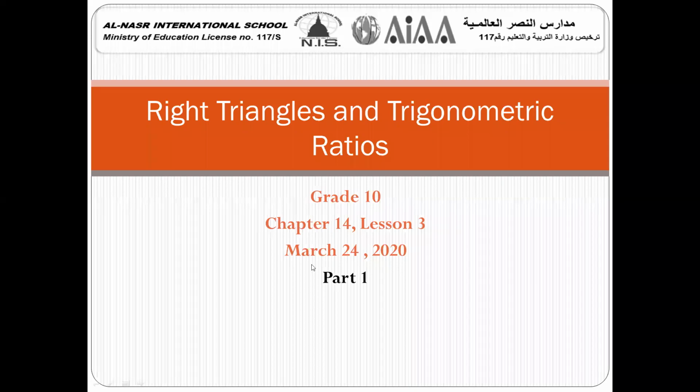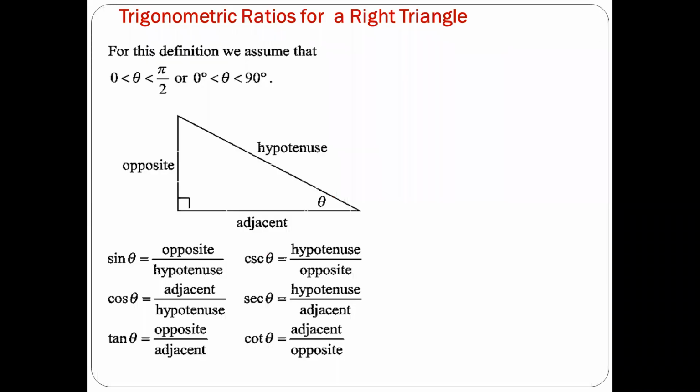Good morning. Today our lesson is talking about right triangles and trigonometric ratios. Before we start, we have to know that the trigonometric ratios and the Pythagorean theorem are only used for a right triangle. A right triangle means a triangle that has a right, or 90 degree, angle. So the trigonometric ratios are only for a right triangle, not, as an example, for an acute triangle.